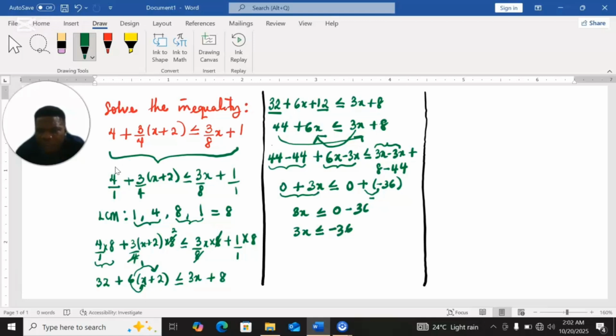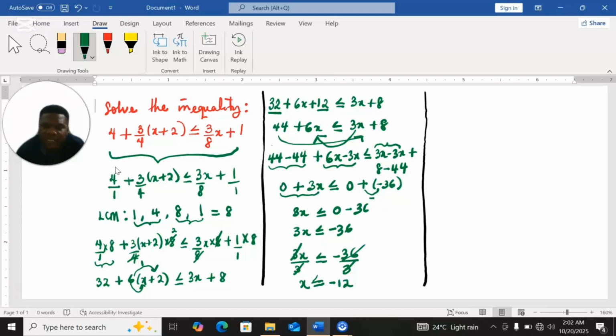Since we do not want 3x as a solution to the problem, rather we want x, take note that what we shall do will be to divide the last equation by what stands beside x to make x stand alone as our solution. So I'm going to divide both sides by 3, and that would mean dividing the right hand side by 3 also. So this 3 cancels this 3, and I'm left with x is less than or equal to 3 cancelling minus 36 will give us minus 12. So this solves the inequality.